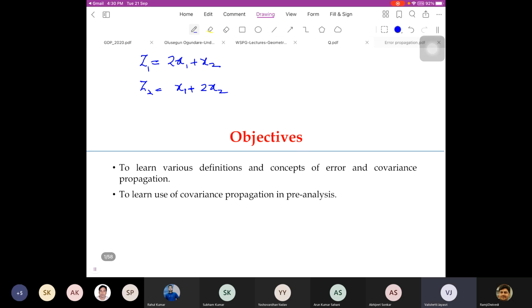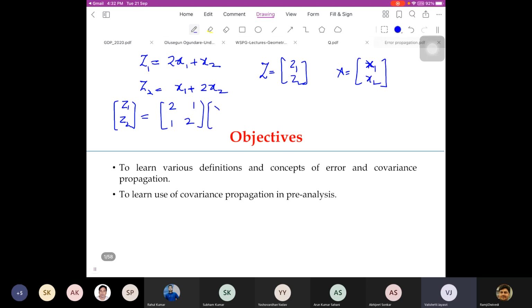Sir, after this mathematical calculation of sigma zz as A into sigma xx into A transpose, finally I got the matrix as: first term 4 sigma x1 square plus sigma x2 square, and second term z12 is 2 sigma x1 square plus 2 sigma x2 square, and next the variance of z2 z1, the third term, as 2 sigma x1 square plus 2 sigma x2 square, and the final z2 square term sigma x1 square plus 4 sigma x2 square. Sir, I got the same thing.